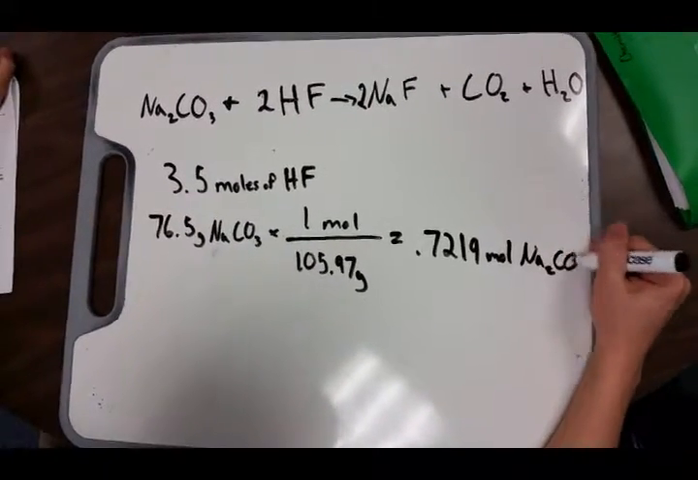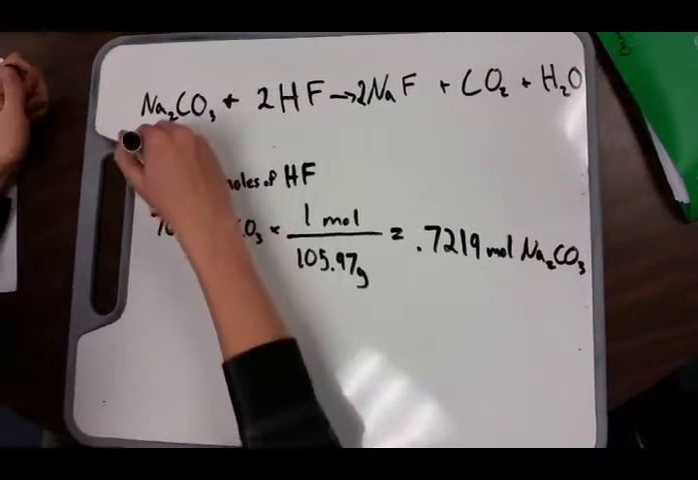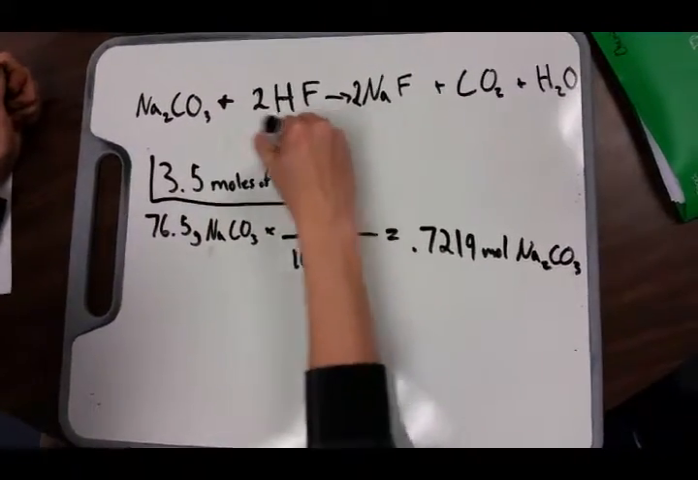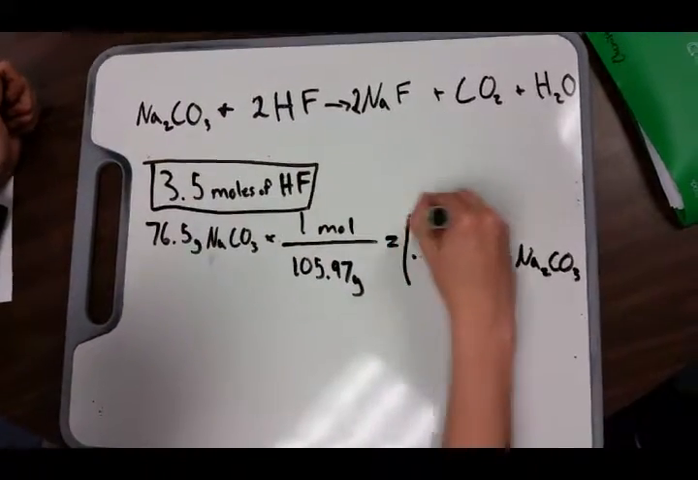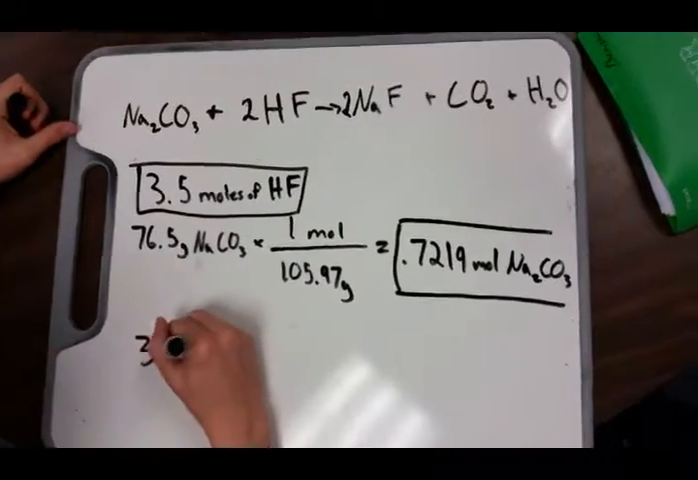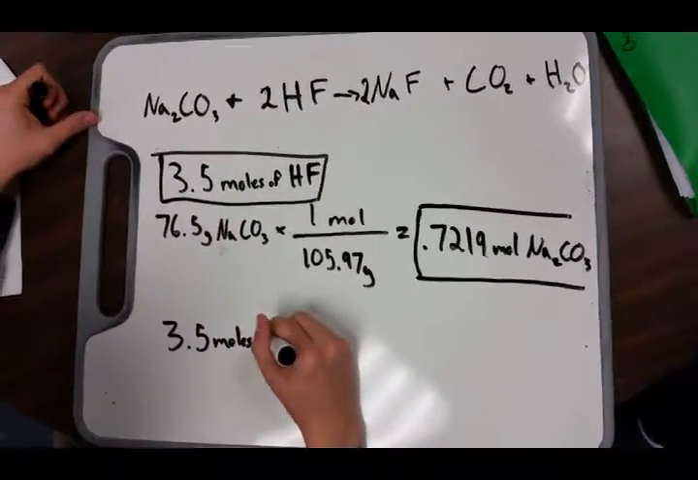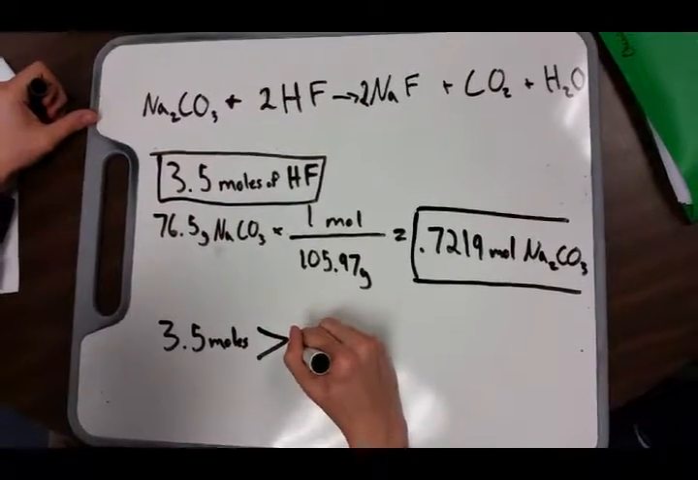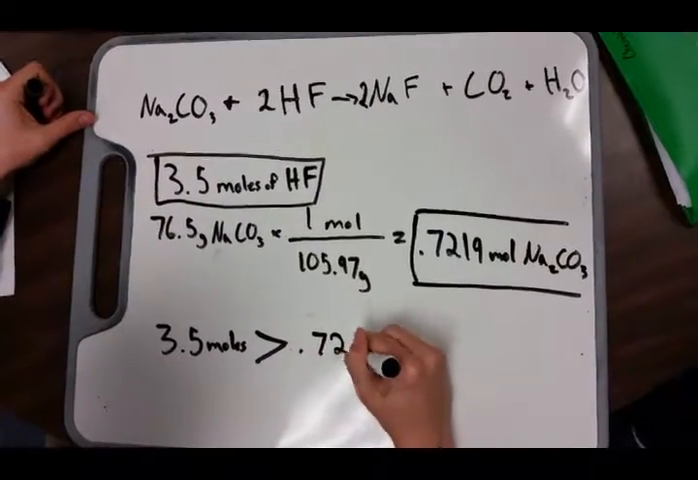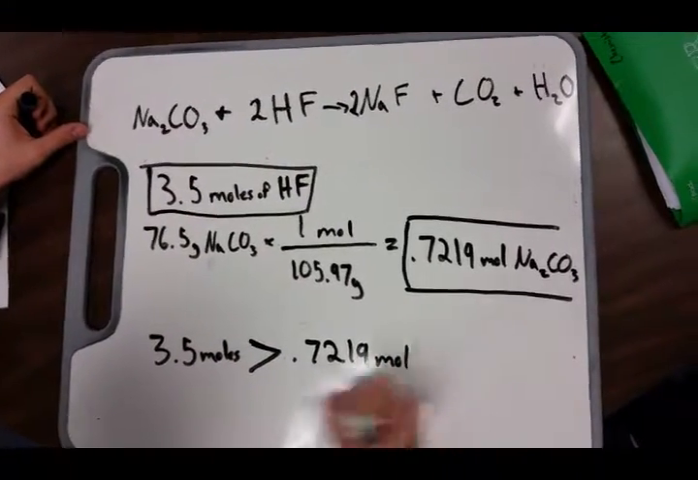And so right now what we've just done is figured out that sodium carbonate is our limiting reagent in this equation, because we have 3.5 moles of HF, which is the hydrofluoric acid, and 0.7219 moles of the sodium carbonate. And the 3.5 moles is obviously much larger than the 0.7219 moles of sodium carbonate.